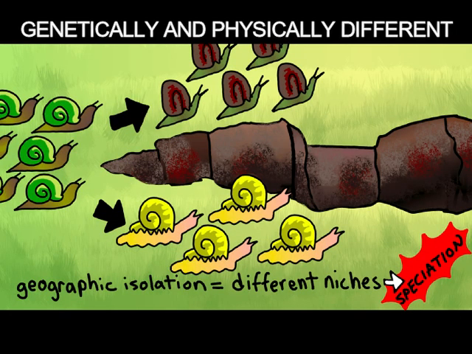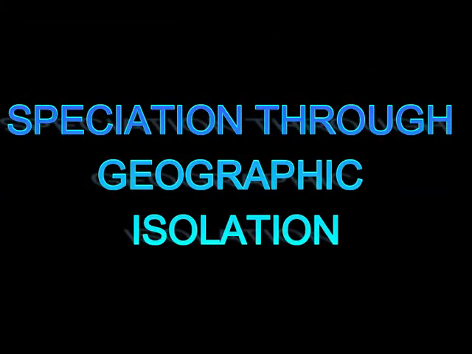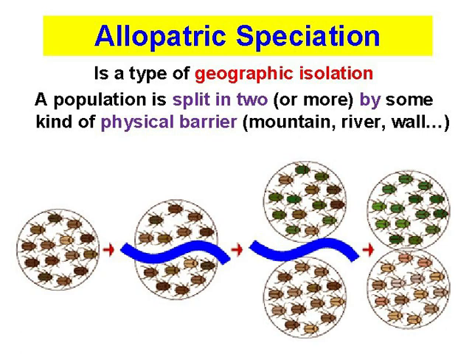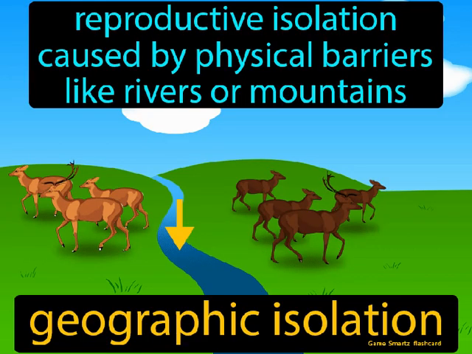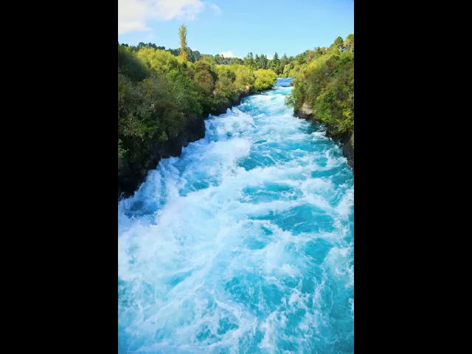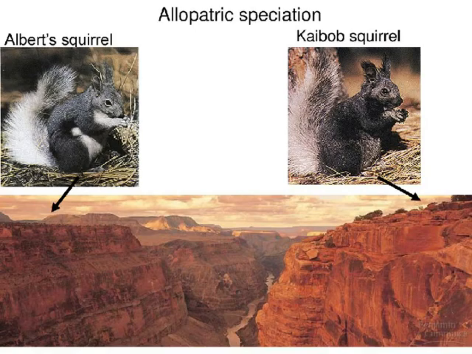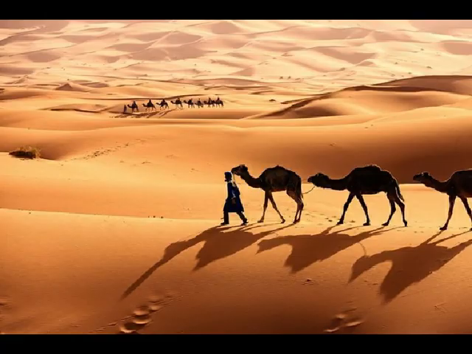Let's take a look at speciation through geographic isolation. This geographic isolation is also known as allopatric speciation, and it's one of the most common forms of speciation. What happens? You will find that a population is geographically separated from one another. Either they are separated by a river, or it could be a mountain, or a desert, etc.